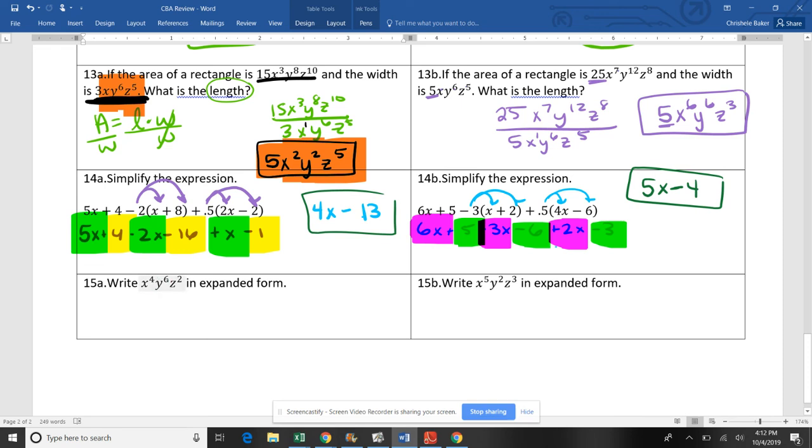Write x to the fourth, y to the sixth, z to the second in expanded form. 1, 2, 3, 4. 1, 2, 3, 4, 5, 6. 1, 2. All right.